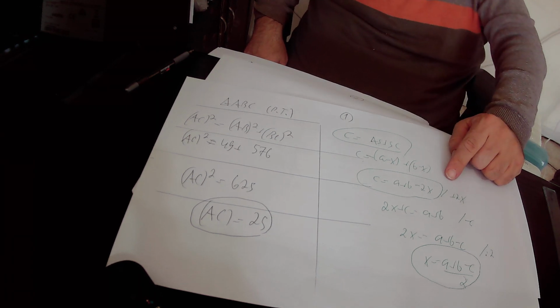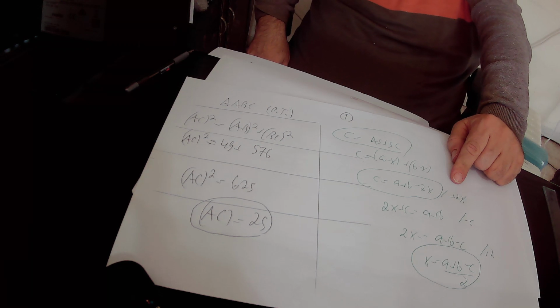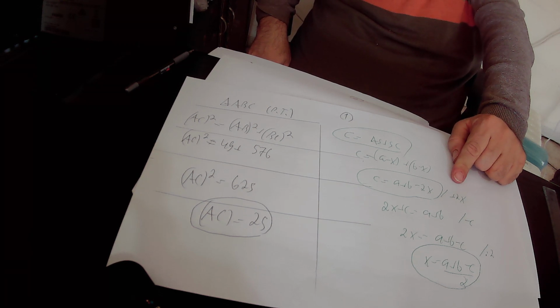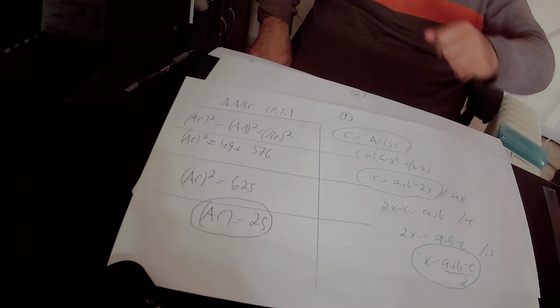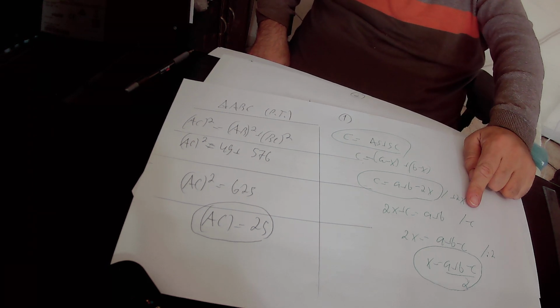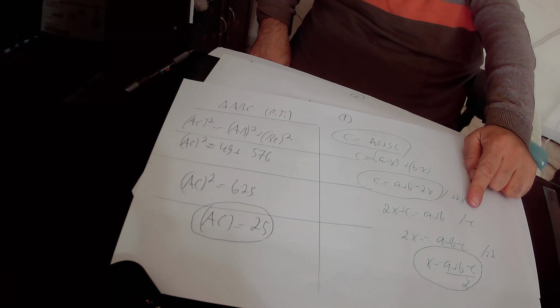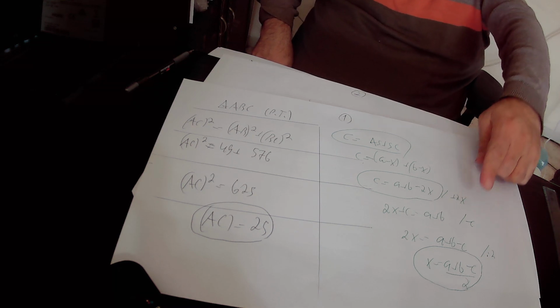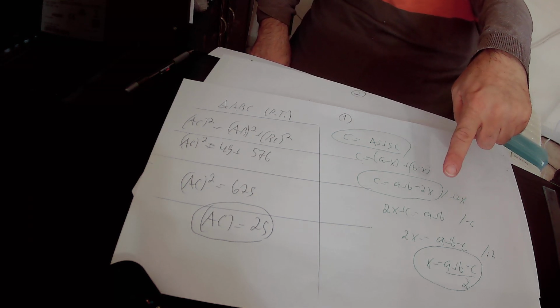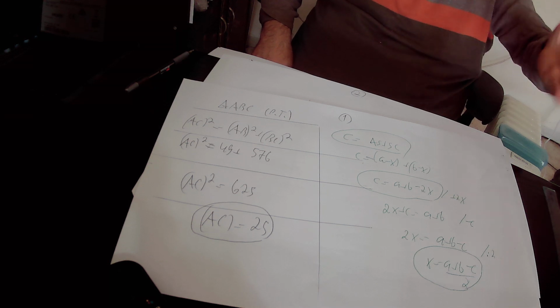We added 2X to this equation and found out that 2X plus C equals A plus B. We subtracted C from this equation and found out that 2X equals A plus B minus C. Then we divided this equation by 2 and finally found out that X equals A plus B minus C over 2.